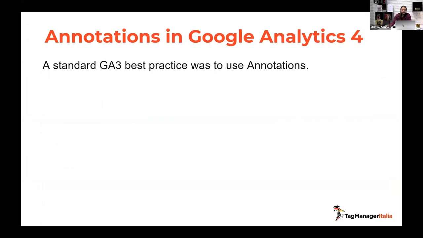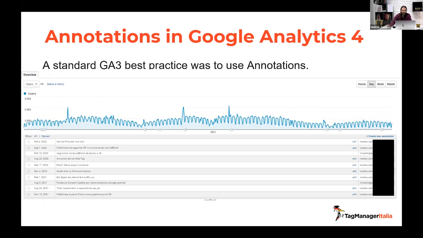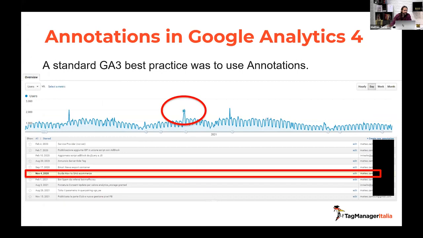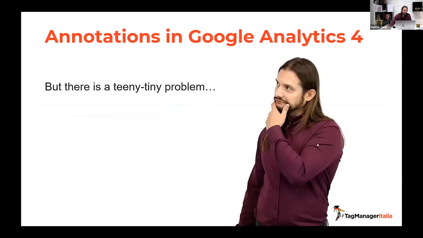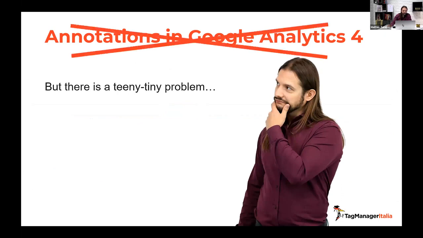And you know that a standard GA3 best practice was to use annotations. Probably many of you used this GA3 feature. Of course, annotation is very insightful to understand what happened on a particular day. But as you know, there is a little problem in GA4. What's the problem? There are no annotations in GA4.